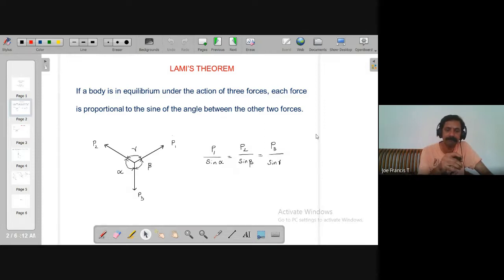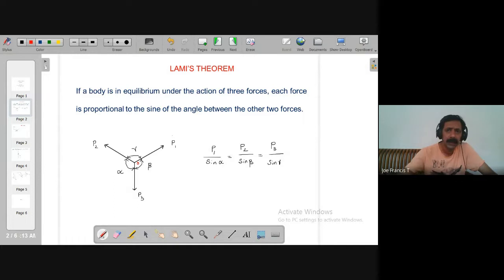So you have a figure here where there are three concurrent forces, P1, P2, and P3. Suppose it is acting at some point, say O. I'll just mark here, it's acting at some point O. And it is making angles alpha, beta, and gamma among them. Then we can write that P1 by sine alpha is equal to P2 by sine beta is equal to P3 by sine gamma. So this is Lami's theorem. This is useful in solving problems in mechanics where there are only three forces involved.